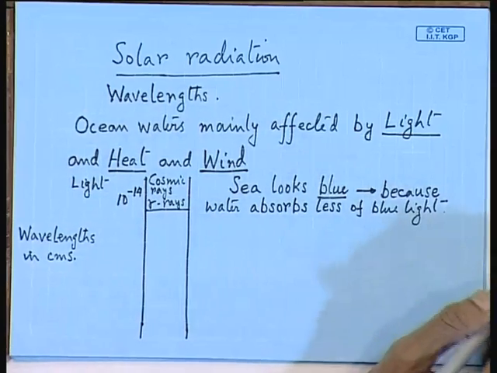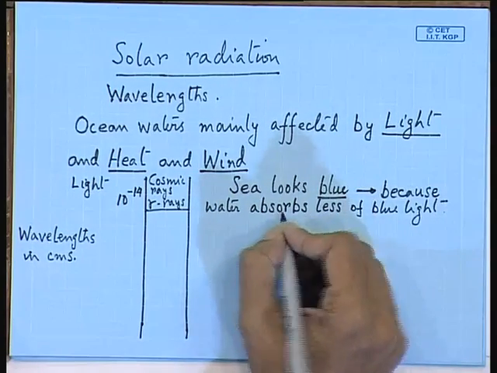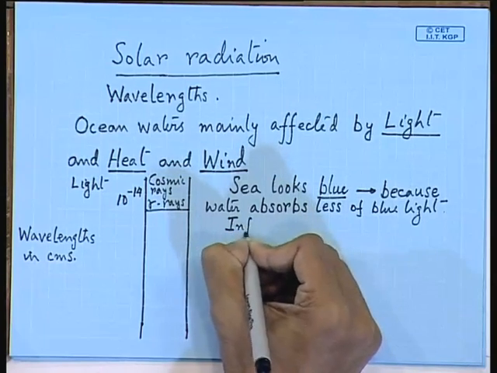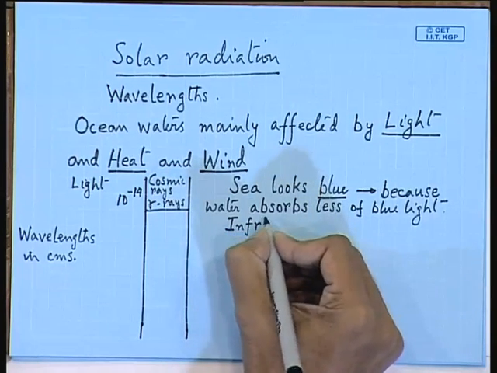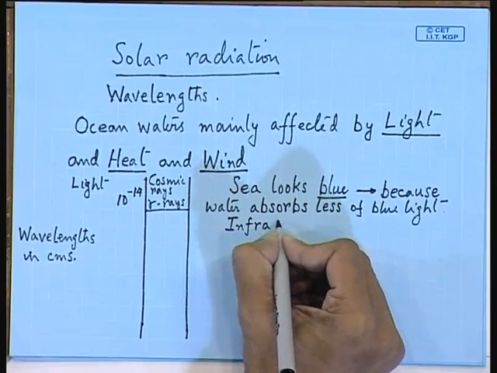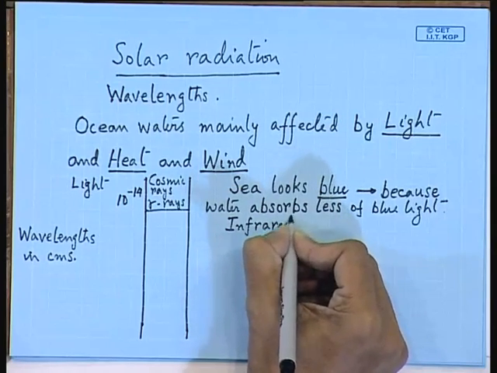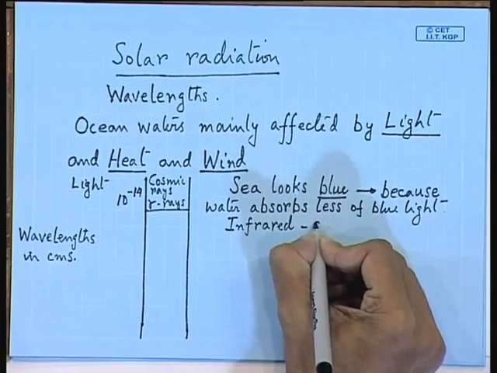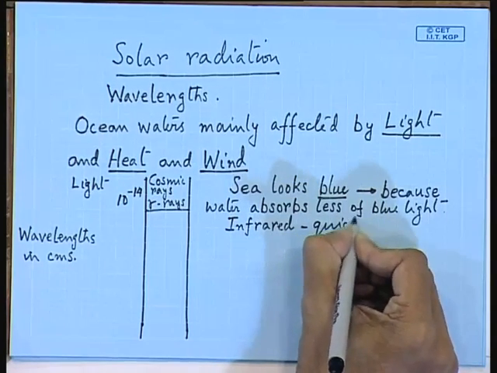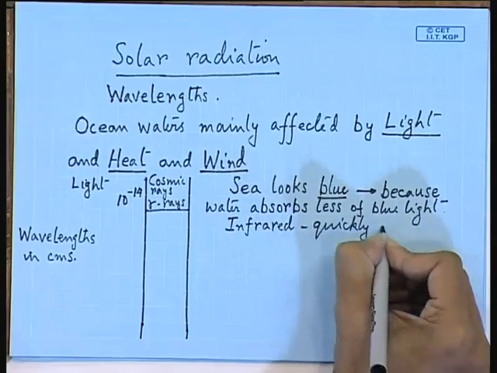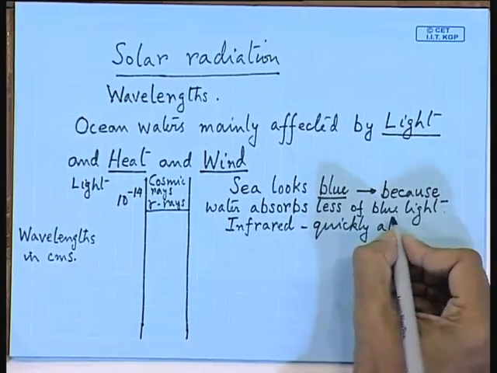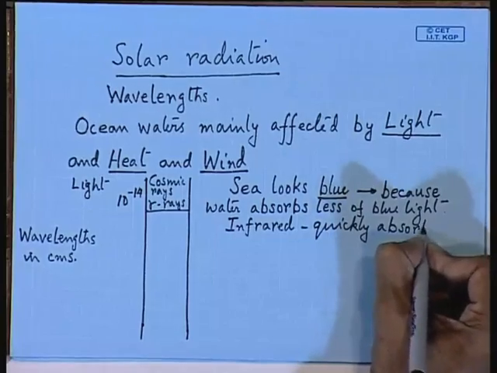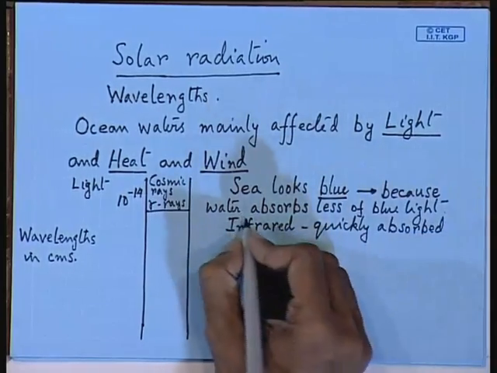Now, I think we have less time. So, now what is this infrared doing? Now, infrared radiation is the cause of heat in the ocean. So, this is quickly absorbed within 1 meter.